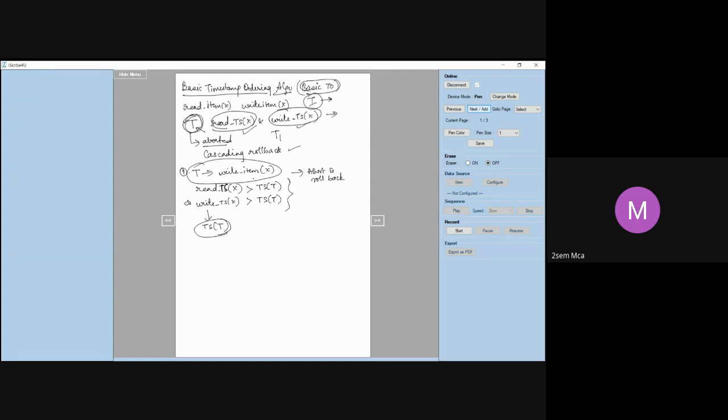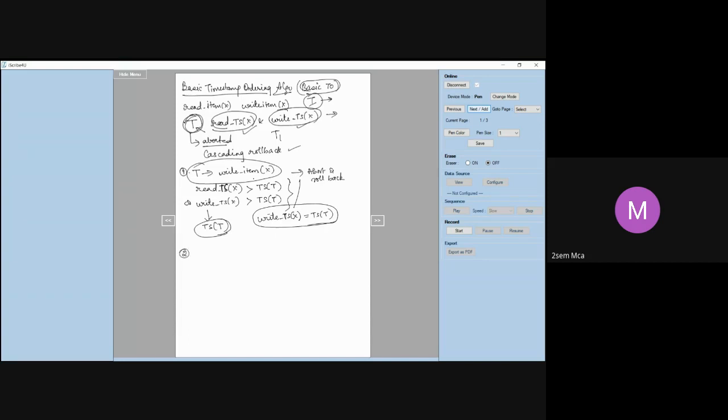But if this condition is not satisfied, if it is not greater than TS of X, then the transaction T can go ahead with the write operation. And after writing, that is more important, you have to set this write TS of X to TS of T. So this will become the next write value to be compared with any other operations.